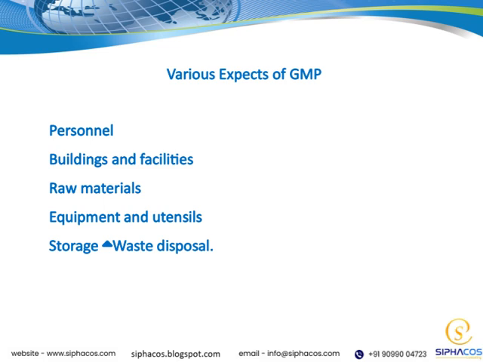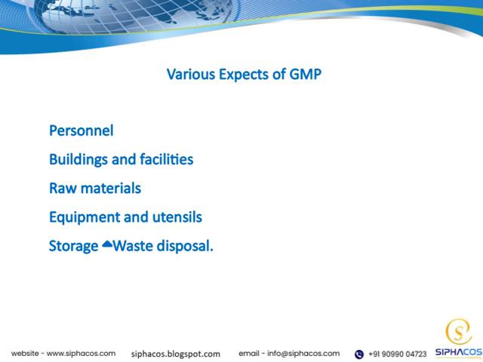Raw materials are another critical component. Using high-quality raw materials and verifying their quality helps ensure the final product is safe and effective. Equipment and utensils also play a vital role. They must be properly maintained, sanitized, and suitable for their specific use. Storage is equally important. Proper storage conditions prevent spoilage and contamination of materials and finished products.